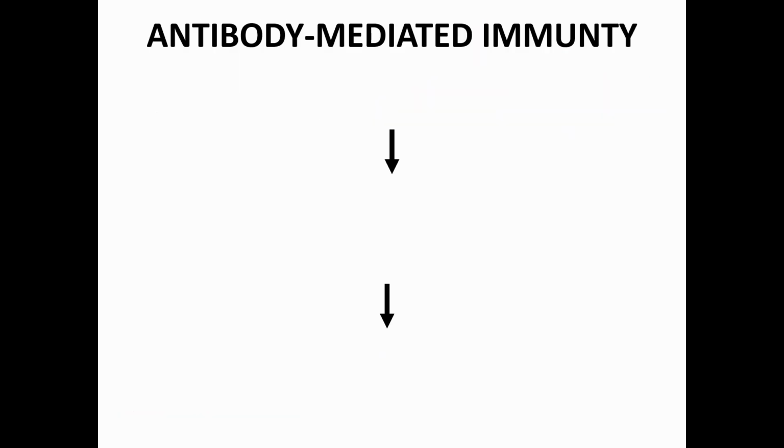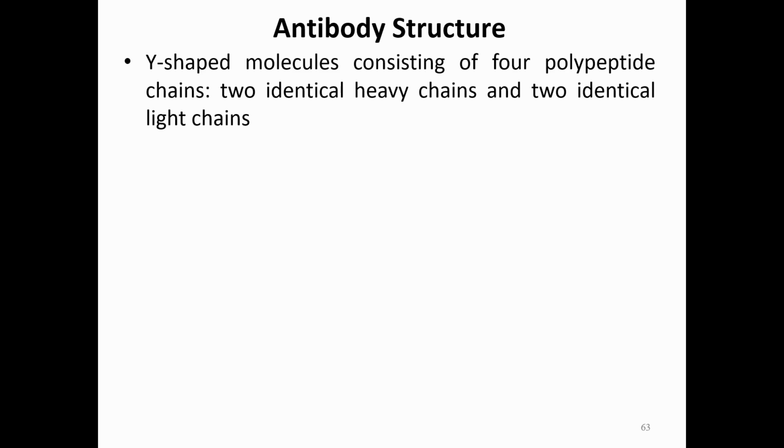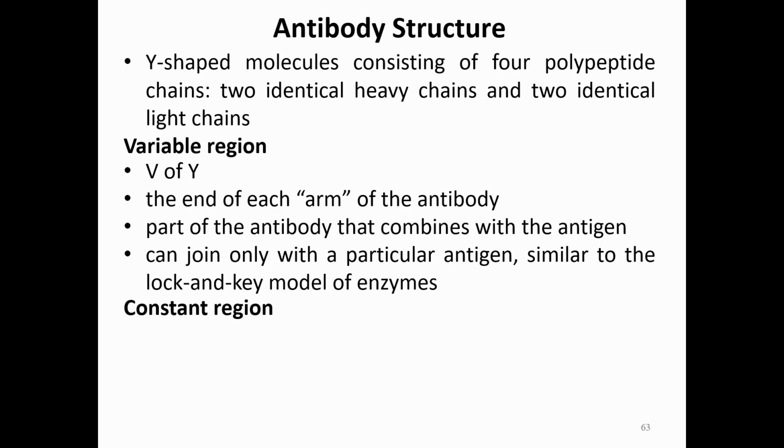So we have your antibody-mediated immunity. Your B cells, once activated, become plasma cells, and once your plasma cells are formed, they can produce antibodies. The antibody structure: these are Y-shaped molecules consisting of 4 polypeptide chains, 2 identical heavy chains and 2 identical light chains. We have 2 regions, your variable and your constant region.